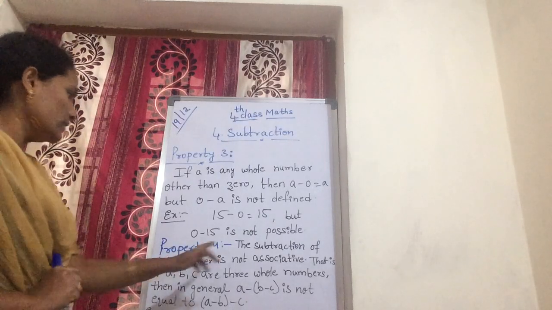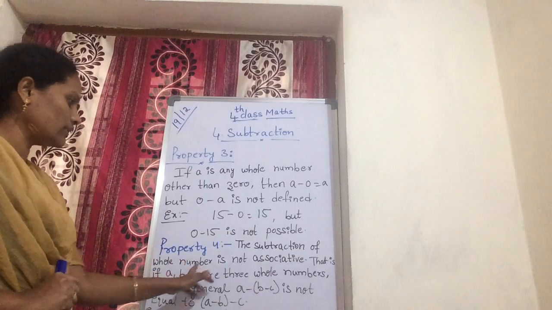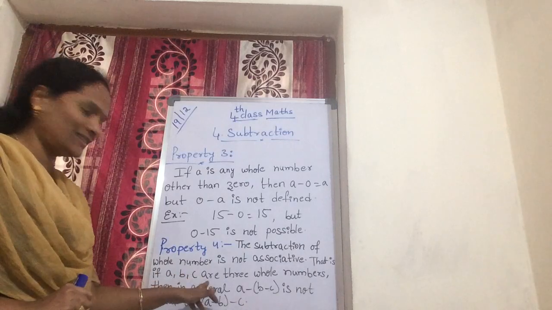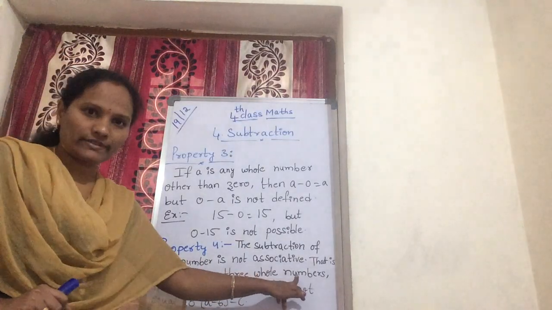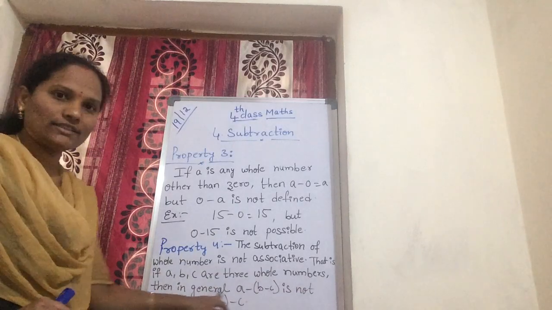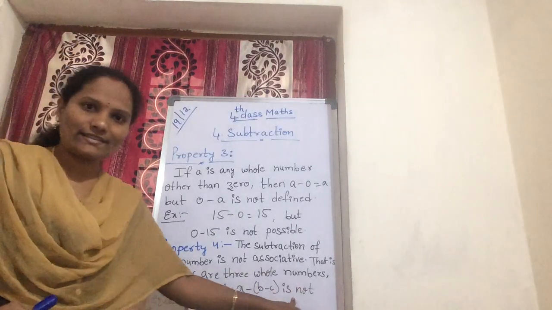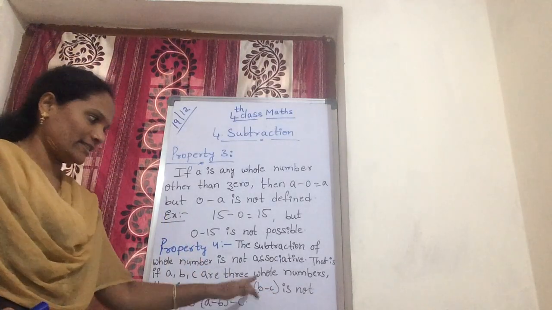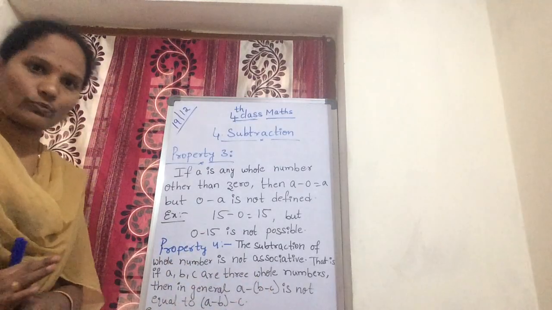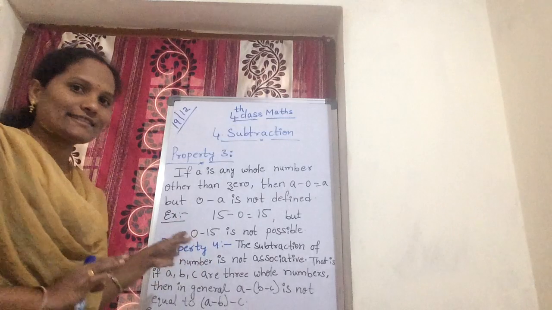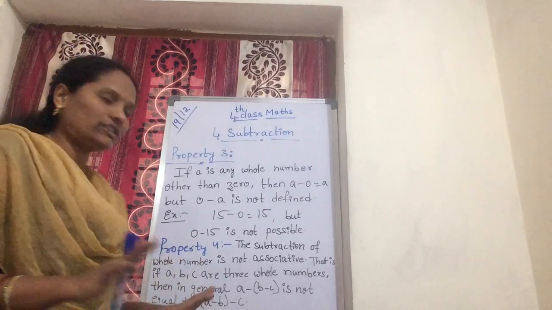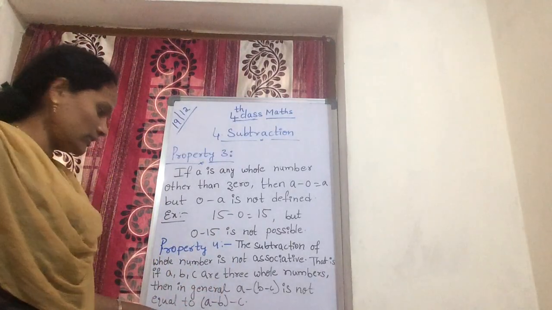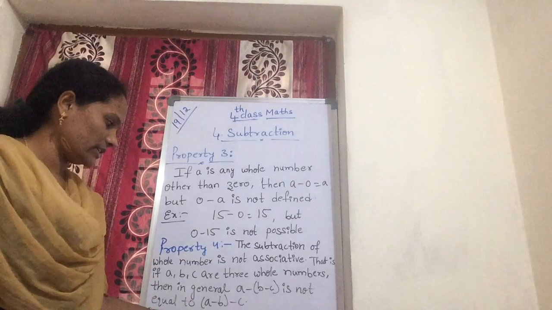In property 4, the subtraction of whole numbers is not associative. That is, if a, b, c are three whole numbers, then in general a minus b minus c is not equal to a minus b minus c. When both are equal like that, it is the associative property. But this associative property is not for subtraction, only for addition. Okay, let's see an example.